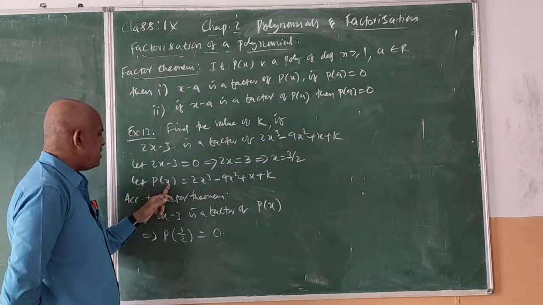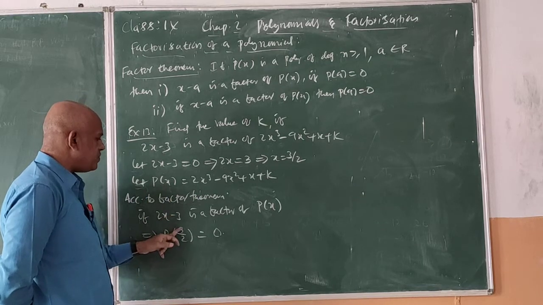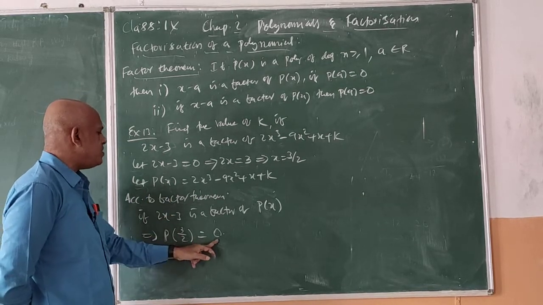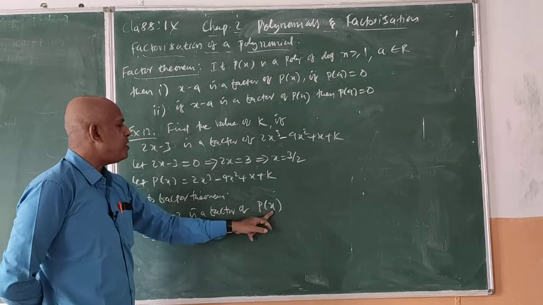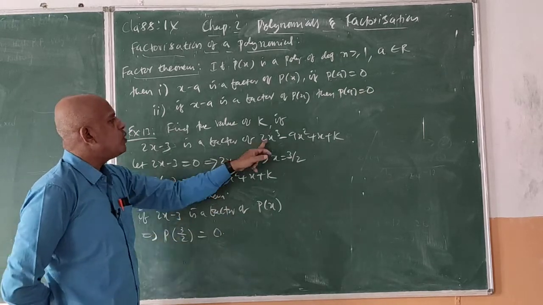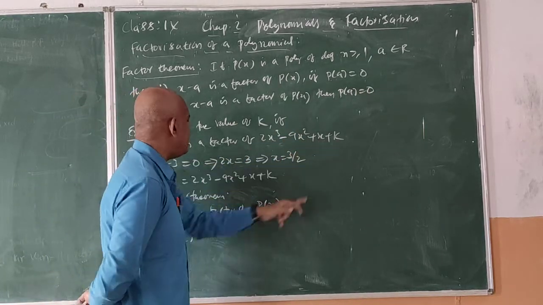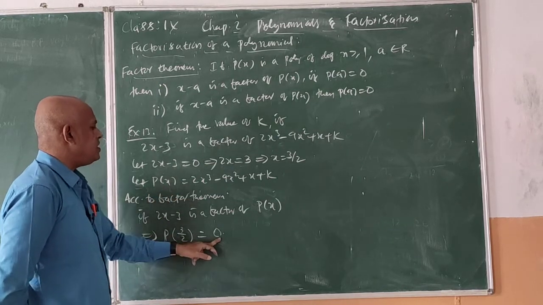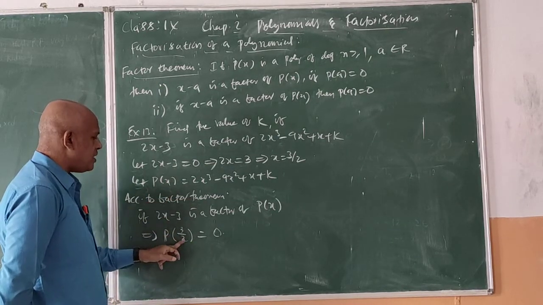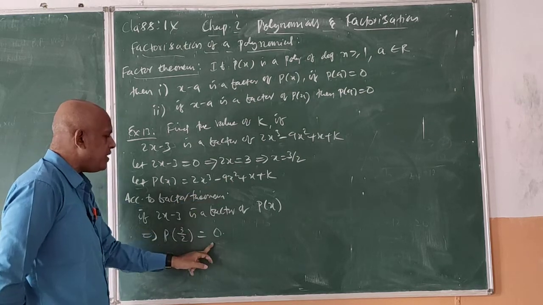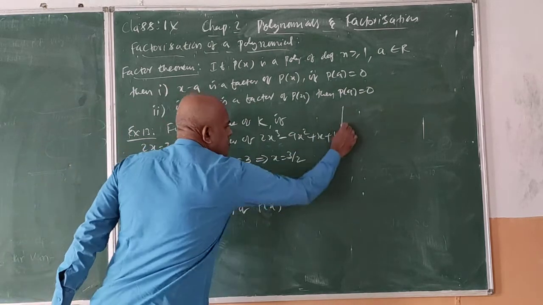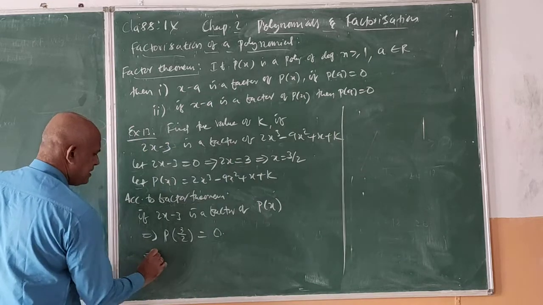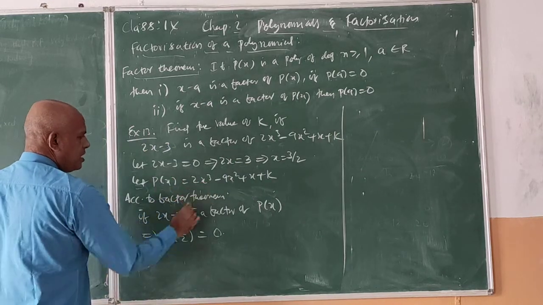Here, what is a? In place of x we are substituting 3 by 2. Then p of a is equal to 0. 2x minus 3 is a factor of p of x. What is p of x given here? 2x cube minus 9x square plus x plus k. So p of 3 by 2 is equal to 0. In place of x we have to substitute 3 by 2 and equate to 0. Which implies, in place of x we are substituting 3 by 2.